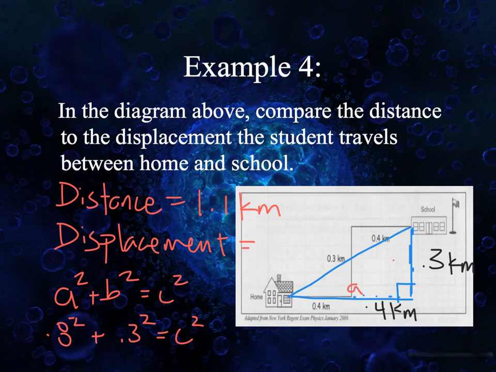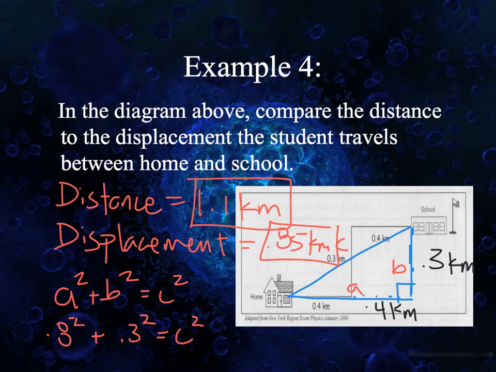We'll call this A, B, C. You can type this into the calculator. You can square 0.8, you can square 0.3, and then take this final overall square root, and you'll notice that your displacement should come out to 0.85. 0.85 kilometers, and our distance was 1.1 kilometers.